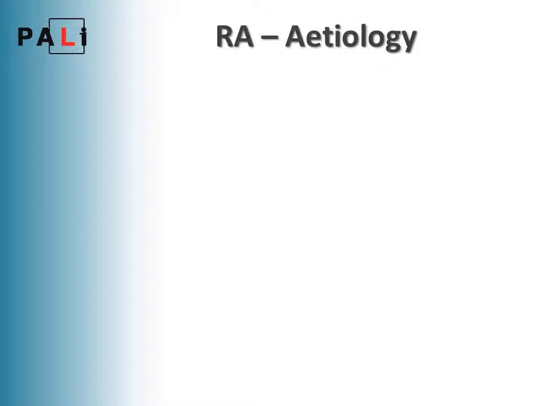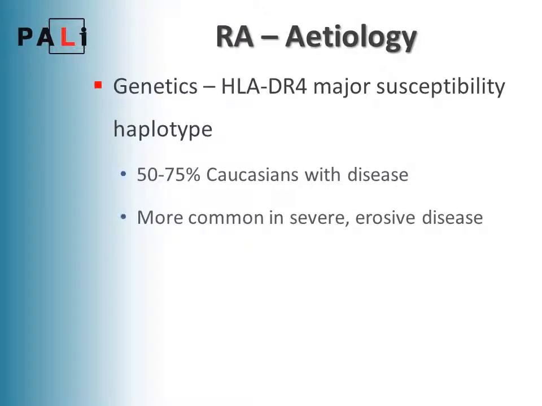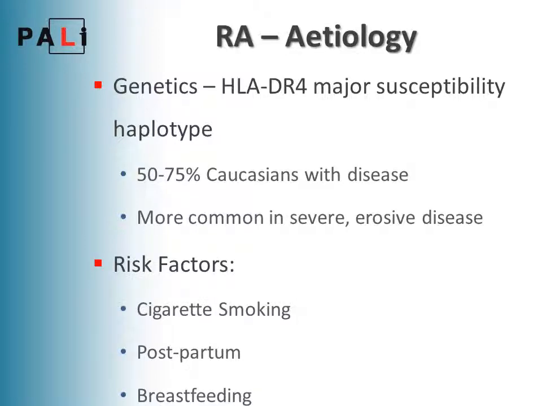Rheumatoid arthritis is significantly associated with the HLA-DR4 haplotype, with up to 3/4 of Caucasians with the disease having this genetic trait. And in fact it's also associated with a more severe and erosive disease process. Other risk factors for rheumatoid arthritis include cigarette smoking, postpartum and breastfeeding, and the reason for these aren't quite clear. The cigarette smoking promotes inflammatory responses, so that is understandable.